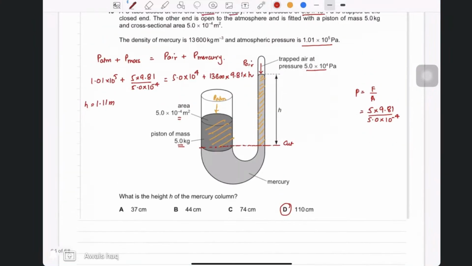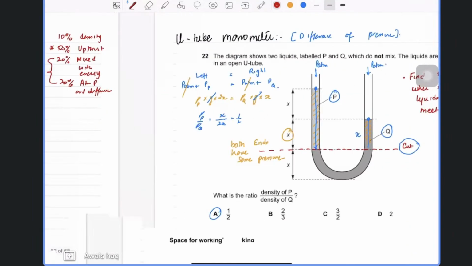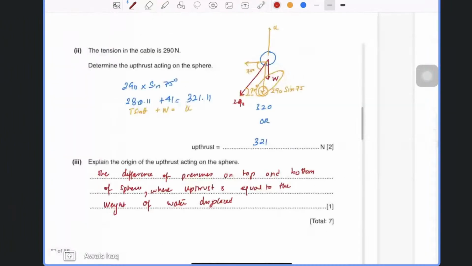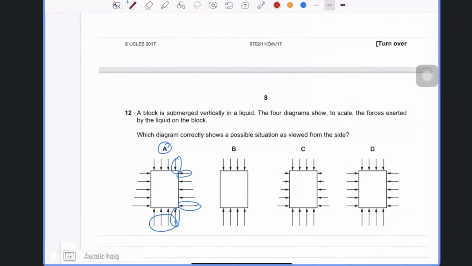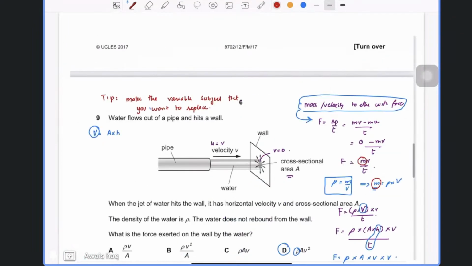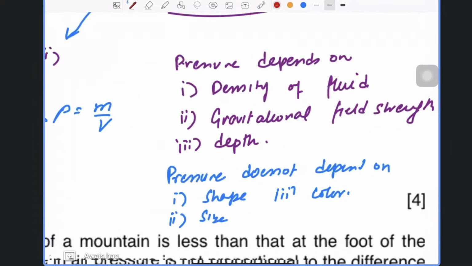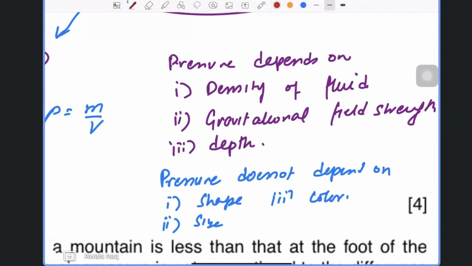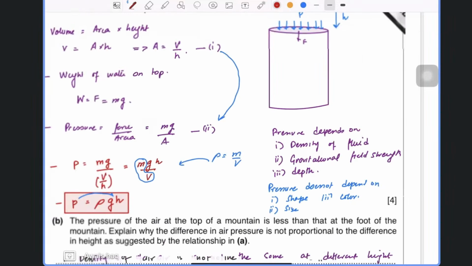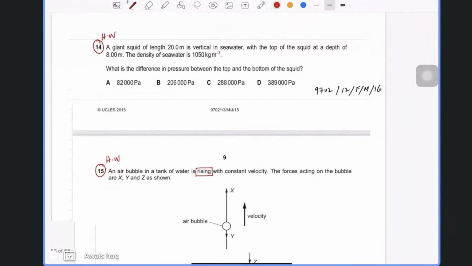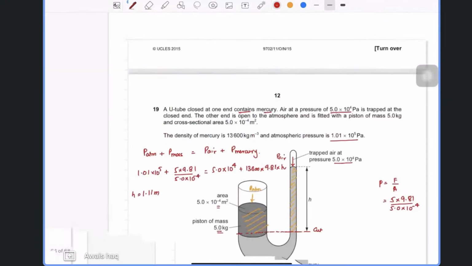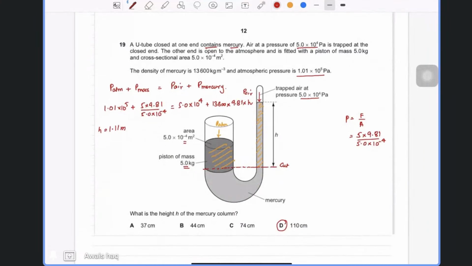It doesn't matter if one side is thicker than the other. Remember when we were writing about pressure, I said pressure only depends on density, gravitational field strength, and depth. It doesn't depend on shape, size, and color. This is why they're trying to confuse you here. So whatever the shape is, do not worry, my friends. It has no added value to the pressure. It is just a gimmick to confuse you. Is it clear?